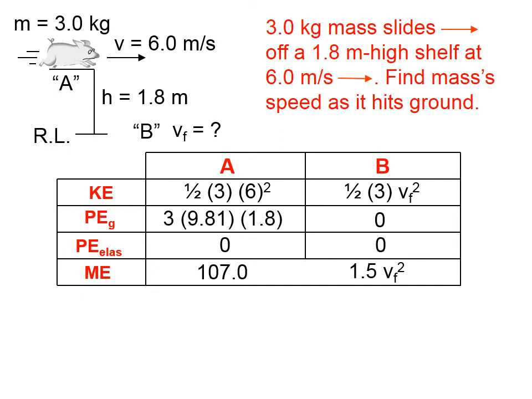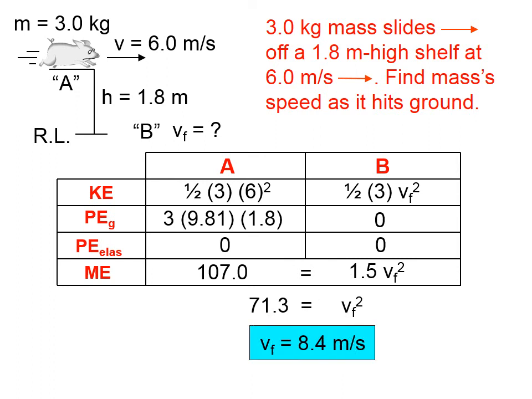1/2 times 3 is 1.5 VF squared. The law of conservation of mechanical energy says that those two are equal to each other. We just now need to solve that for VF. Divide both sides by 1.5, take the square root of both sides, bam, 8.4 meters per second, just what we got on the previous slide.